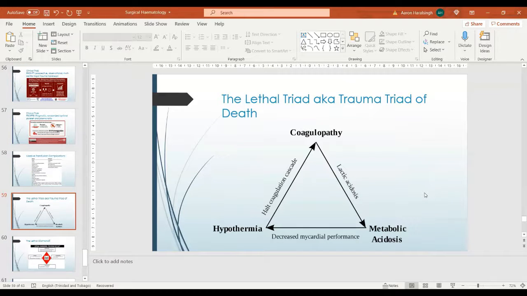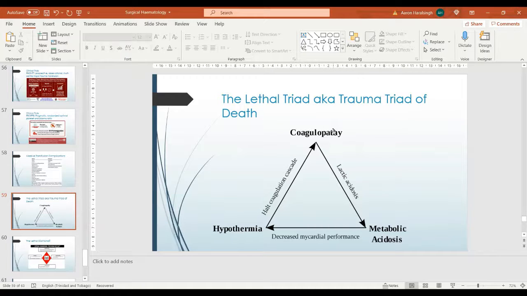There's something called the lethal triad or the trauma triad of death, which can often occur from massive transfusions. And it's 3 parts: coagulopathy, hypothermia, and metabolic acidosis. So it's thought that it's lactic acidosis, decreased myocardial performance, and a halting of the coagulation cascade, which contributes to this vicious cycle and leads to problems.